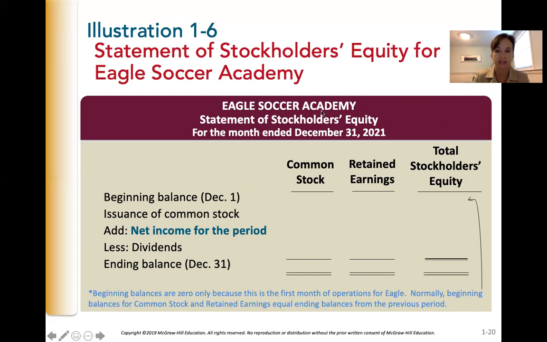So we're back to Eagle Soccer Academy, and this is their statement of stockholder equity for the month of December, but they do the wording like this: for the month ended December 31st, 2021. So this is very common language, for the month ended. So it's saying for the month of December.